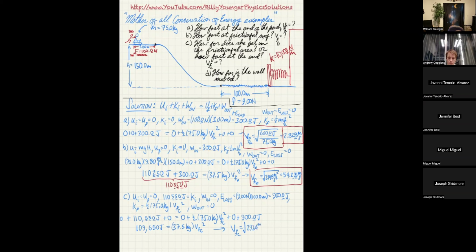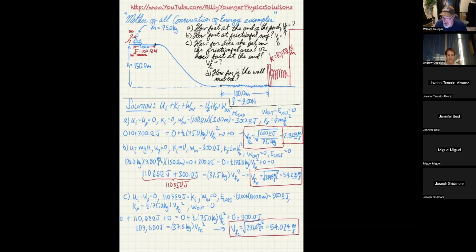So not a whole lot slower, because before it was the square root of 2948. So now I'm going to take the square root of that number, and that turns out to be 2 times the square root of 731, which is 54.074 meters per second. So that is the final velocity just before she hits the spring-loaded wall.